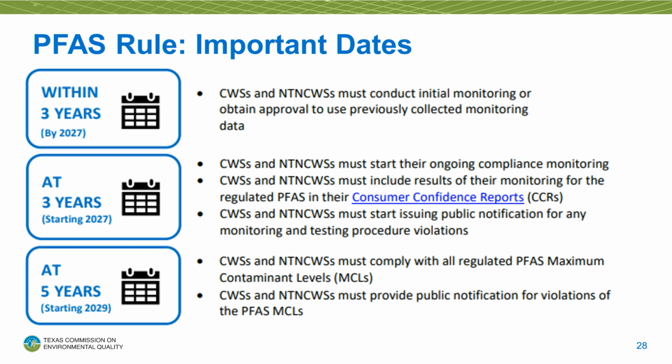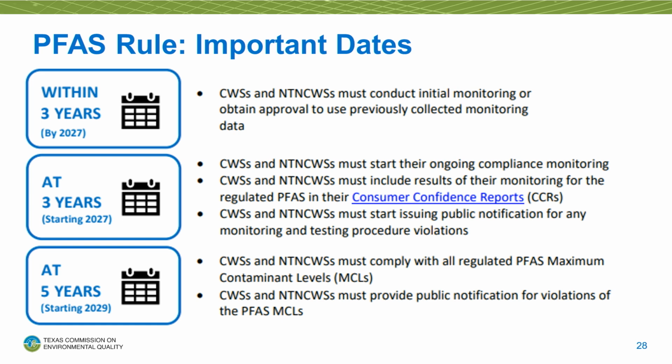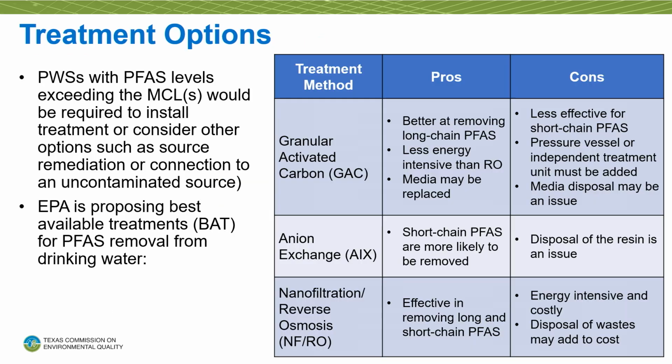Starting in 2029, that's when the MCL compliance would begin, so that's when the maximum contaminant level rule would go into effect. If you have detections, there are a few years to start treatment and get those levels down before the maximum contaminant level regulation comes into effect in 2029. And obviously, if you get an MCL violation, then you would be required to do that public notice. Now I'm just going to go over a brief overview of treatment options.